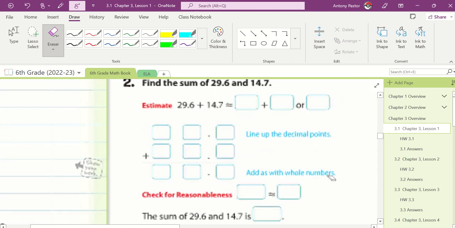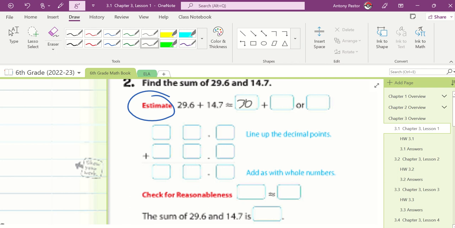Find the sum of 29.6 and 14.7. Now, anytime they say estimate, when we do estimate things, we're just kind of rounding. So 29.6 is kind of close to 30 if we were to round it up. And 14.7 is actually close to 15. If we add 30 and 15 together, we'd get 45. So we're going to estimate that it's going to be about 45. Now let's actually find the true value by utilizing these numbers.